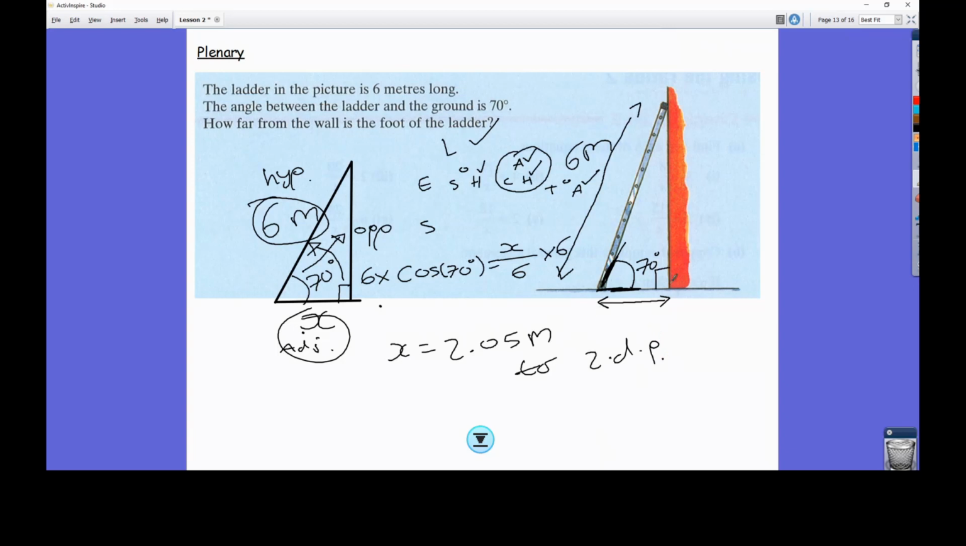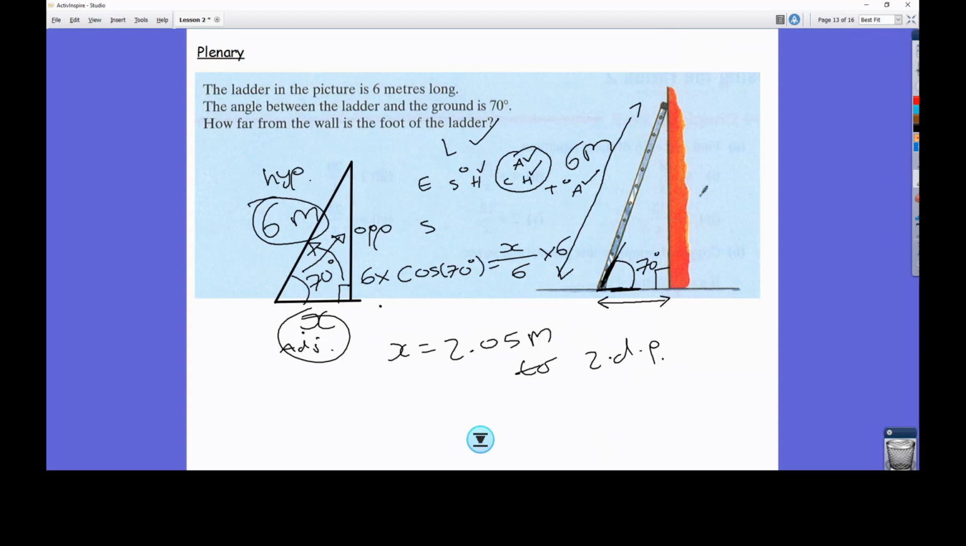The base of the ladder is about 2 meters from the wall, which, if you picture that in real life, the ladder is 6 meters long. So it makes sense because it's 70 degrees. That's quite a steep angle. So that means that the base of the ladder isn't going to be that far from the wall compared to the length of the ladder. So it's quite a sensible solution. If you were getting like 14 meters or something like that, that wouldn't make any sense because that would be longer than the ladder itself.